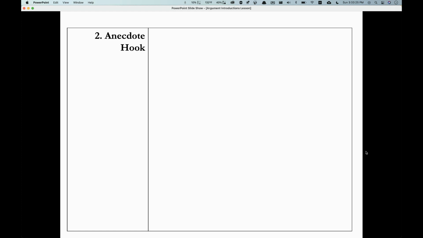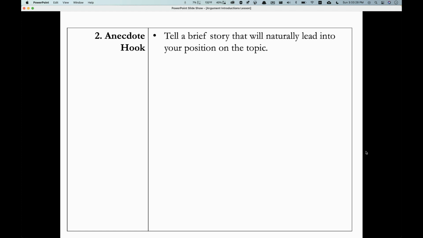Second option is an anecdote hook. In an anecdote hook, you are telling a brief story that naturally leads into your position on the topic. Remember that a story is not just like, oh yeah, this happened, right? It has components and you need to, even in a very brief way, make sure that you bring in the important components of a story. You've got characters, who is involved. You've got plot. The most basic plot structure is A happened and B was the result, though you can also do beginning, middle, end, or BME, right? At the beginning, this happened, then this happened, and here was the result.